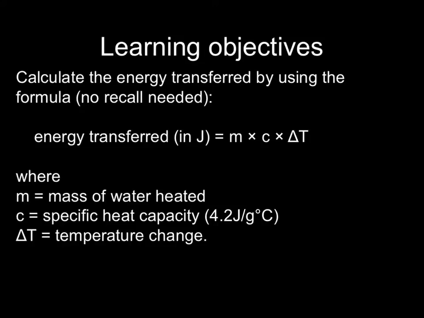You need to be able to calculate the energy transferred by using this formula. You don't need to remember the formula because it's printed in the paper with the physics formulae at the beginning of the paper, where the energy transferred in joules is mass times specific heat capacity times temperature change. And here you'd normally use the mass of water in grams and the specific heat capacity in joules per gram per degree Celsius, where we'd use 4.2. You may be more familiar with using 4,200 per kilogram in physics.